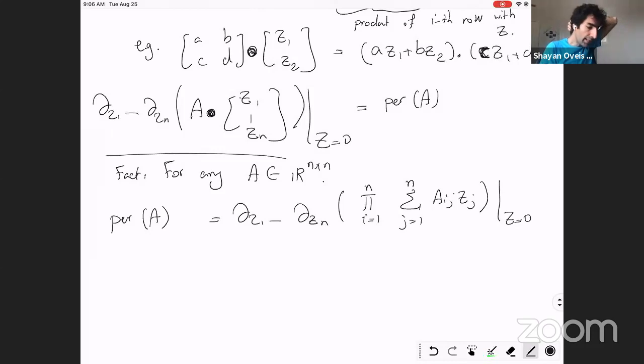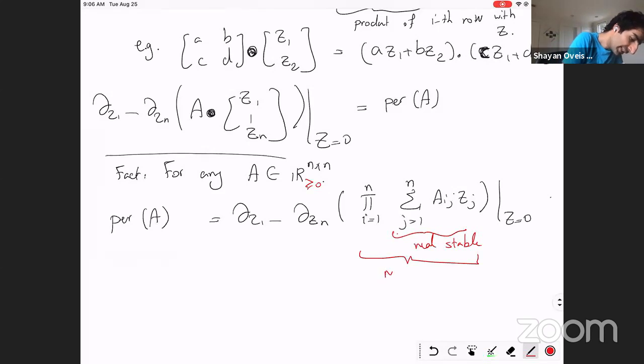Okay. Now, one thing to note is that this is real stable, because, sorry, let me assume that A has non-negative coefficients. Then each sum is a linear function with non-negative coefficients, so it is real stable. Products of real stables are also real stable, so this is real stable as well. It also has non-negative coefficients.